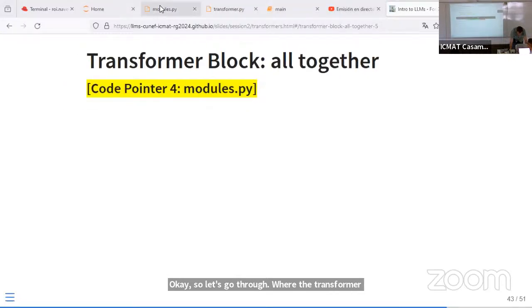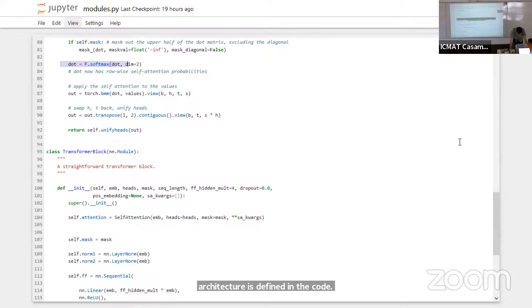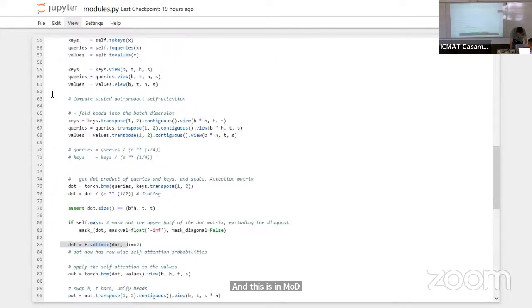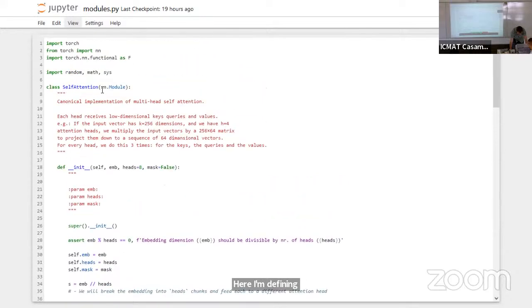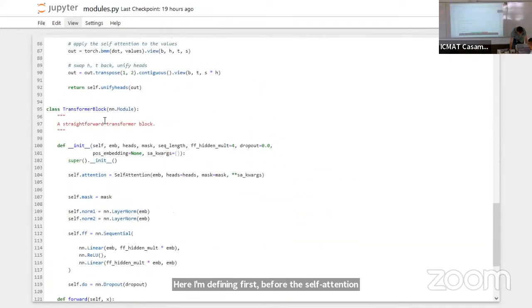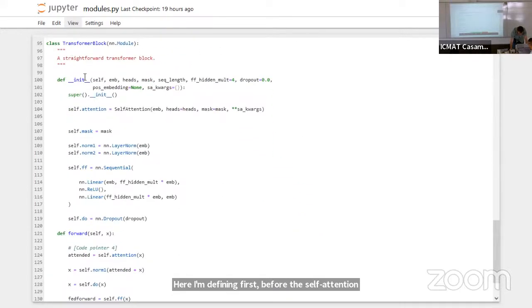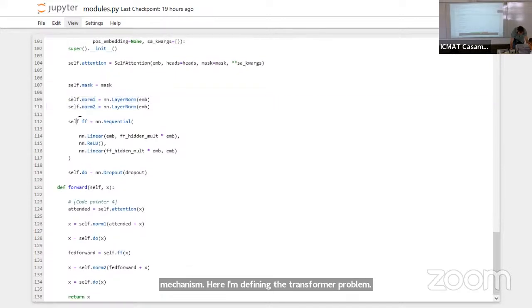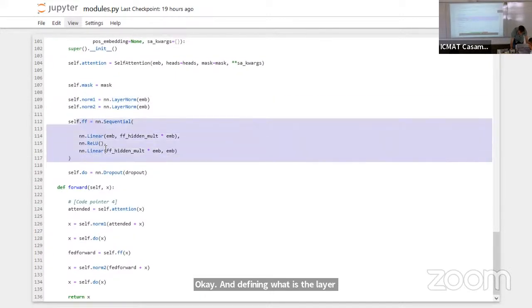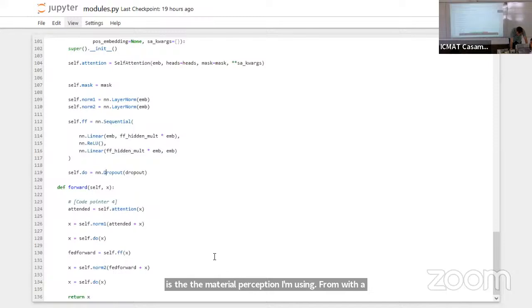And this is in modules. Here I'm defining first, as I showed you before, the self-attention mechanism. And here I'm defining the transformer block. I'm defining what the layer normalization is, what the multi-layer perceptron is. I'm using a multi-layer perceptron with a single hidden layer. And then the forward operation, which takes input into output.